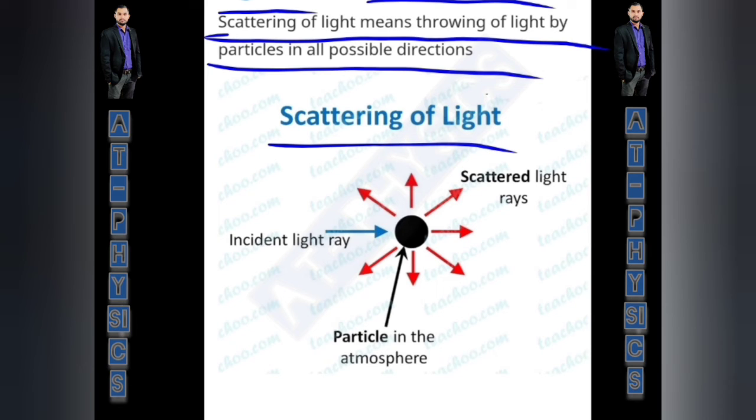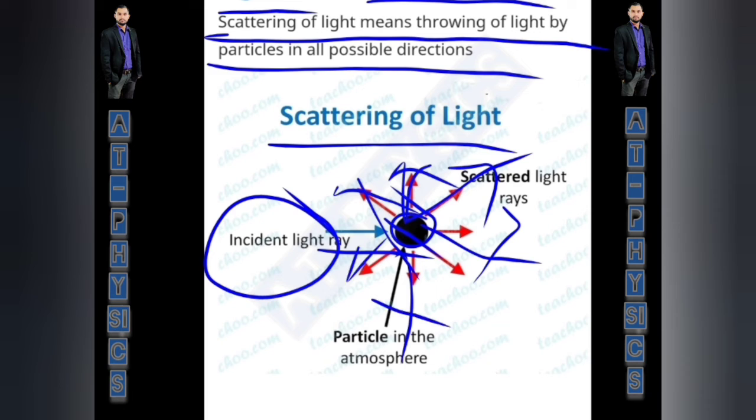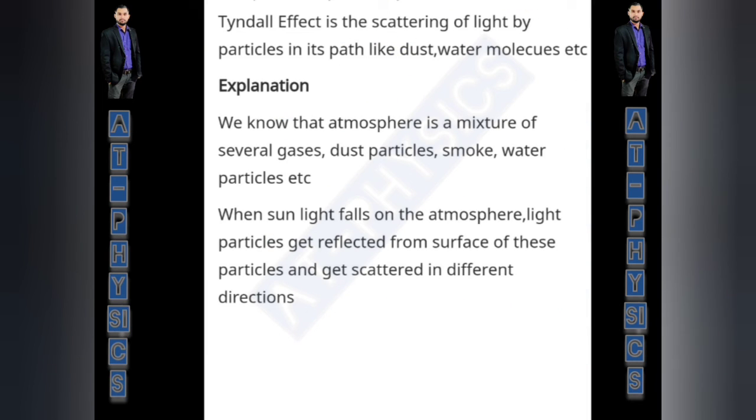So look here in this diagram, the incident light rays are coming and fall on this black object, and it absorbs the light rays and scatters them in all directions. Okay guys, so this is scattering of light. That means the propagation of light in all directions is called scattering of light.